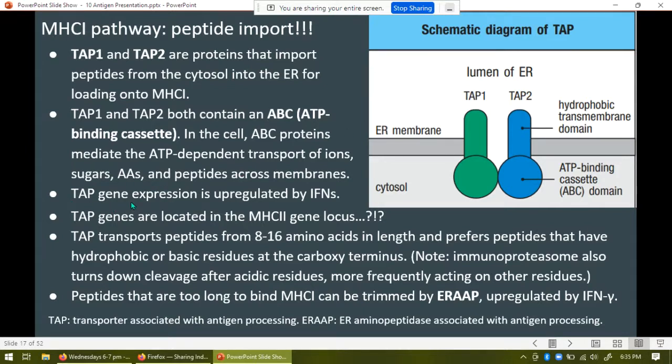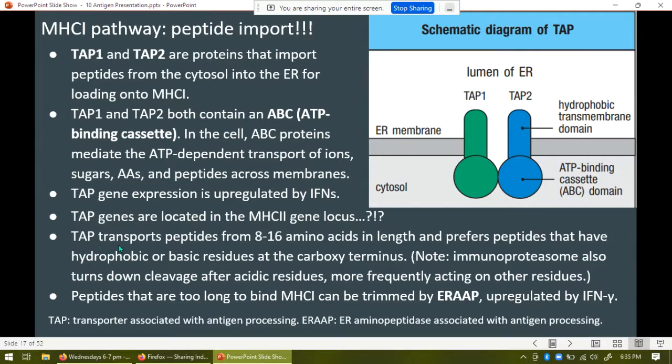The expression of TAP proteins at the level of the gene is upregulated by interferons. And weirdly enough, the TAP genes are actually located in the MHC2 gene locus, not in MHC1, but in MHC2. So that's kind of contradictory because these are only involved in the MHC1 pathway. It's not exactly known why that is. I think in mice they're actually in the MHC1 gene locus, but in humans they're in the MHC2 locus. Or maybe I'm thinking of cats or something.